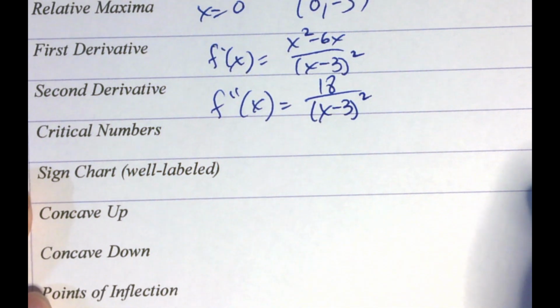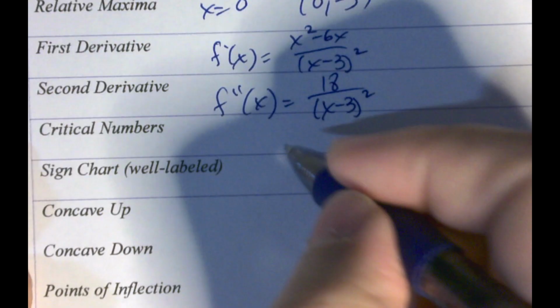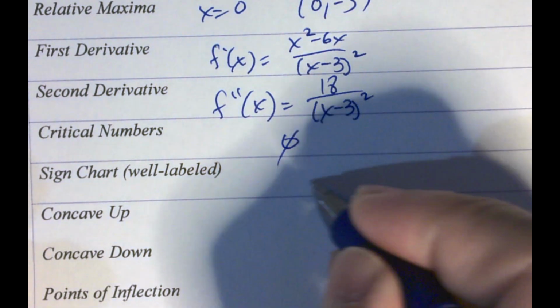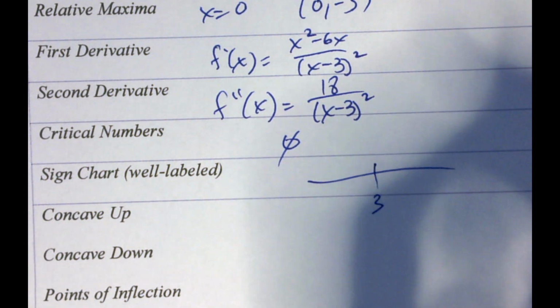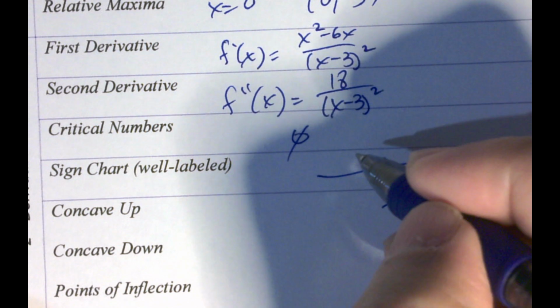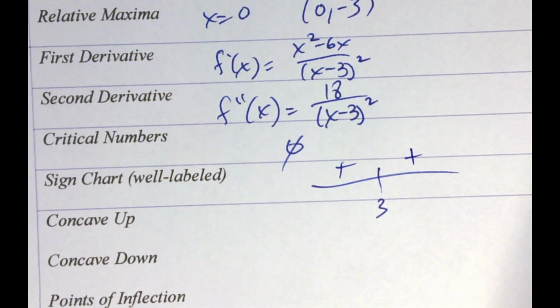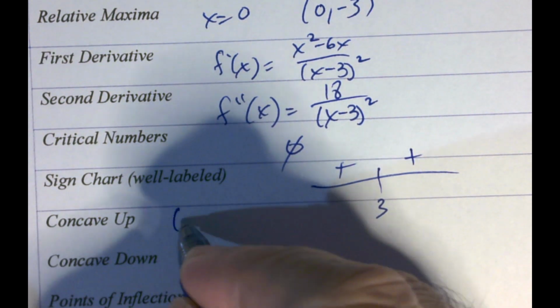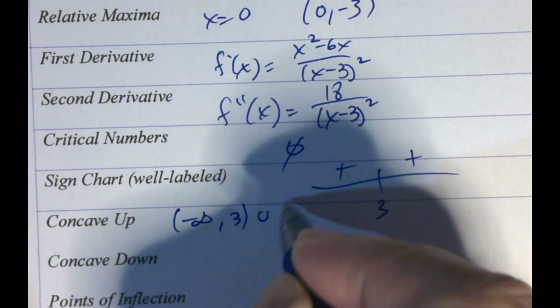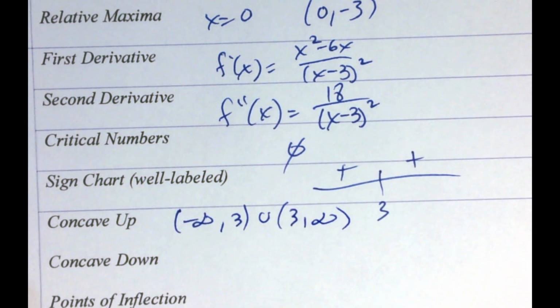All right, so critical numbers for the second derivative, none. But we're still going to put the 3 in the sign chart. And it's positive on both sides. So it's always concave up. So we say negative infinity to 3 and 3 to infinity, it is concave up.